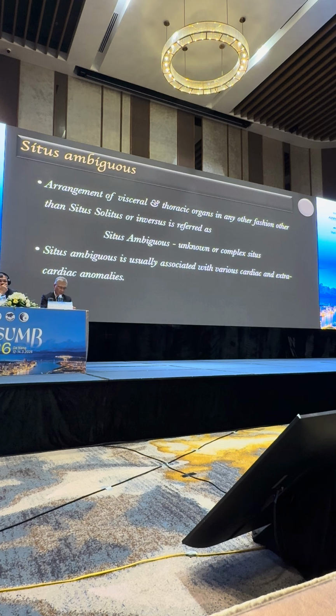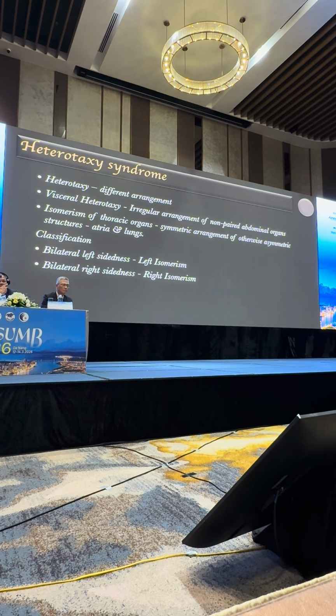Now, whenever we have this sort of a correlation, then we call it a situs ambiguous, also known as unknown situs or complex situs. And this situs ambiguous is usually associated with various cardiac and extracardiac abnormalities. This is the basic concept that we need to understand. Now, let us get to the heterotaxy syndrome.